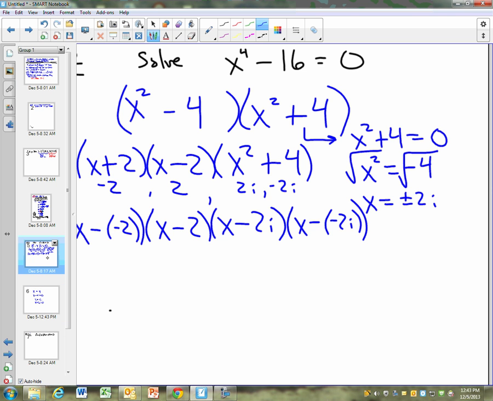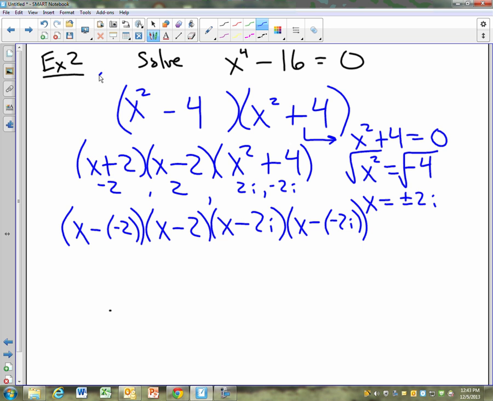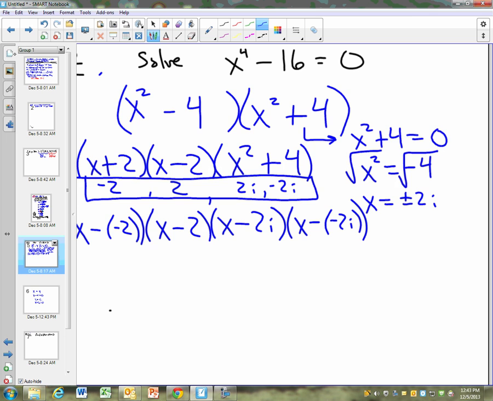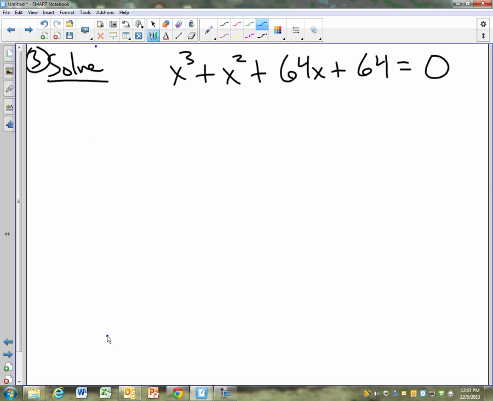So on your assignment for the first part, you don't have to write it in the fully factored form. You just need to list the solutions. And this one was nice and easy because it factored difference of two squares pretty quickly. Okay? Let's try another one that's pretty straightforward and simple. Let's do this third one. x to the third plus x squared plus 64x plus 64.